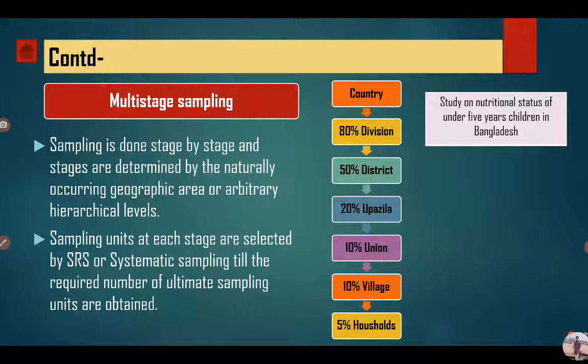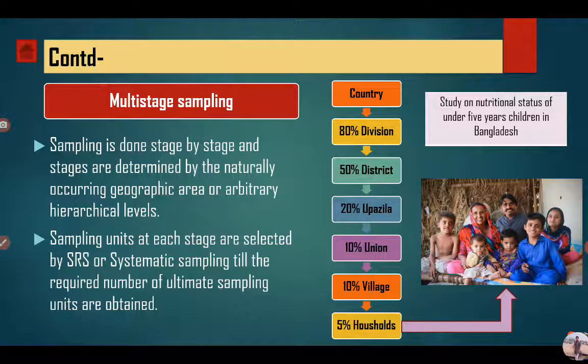And again these divisions contain districts, and from the selected divisions 50% of the districts can be selected by simple random sampling technique. And similarly these techniques can be applied for the upazilas, unions, villages, and up to the household level. At the household level, 50% of households are selected as the sample, and from these households the data collection is done. Here the nutritional status of the under 5 children is assessed from the household level.